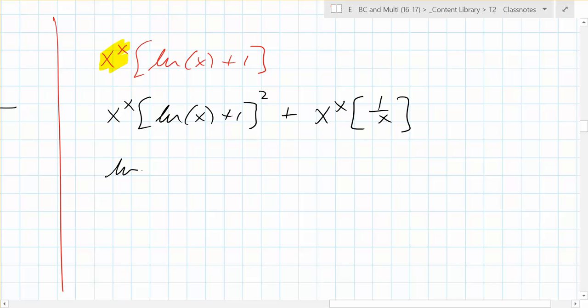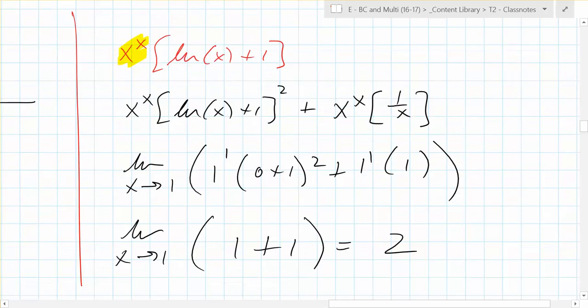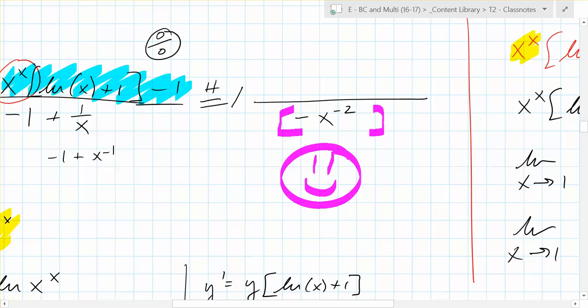And we're doing this, the limit as x goes to what? 1 of that. What's that going to be? 1 to the 1 times 0 plus 1 squared plus what? 1 to the 1 times. So that's going to be the limit as x goes to 1 of 1 plus 1, which is 2. So you go back to this. When you're doing the limit on this, x going to 1, what does this go to? -1. What's the top go to? So the answer to this is?